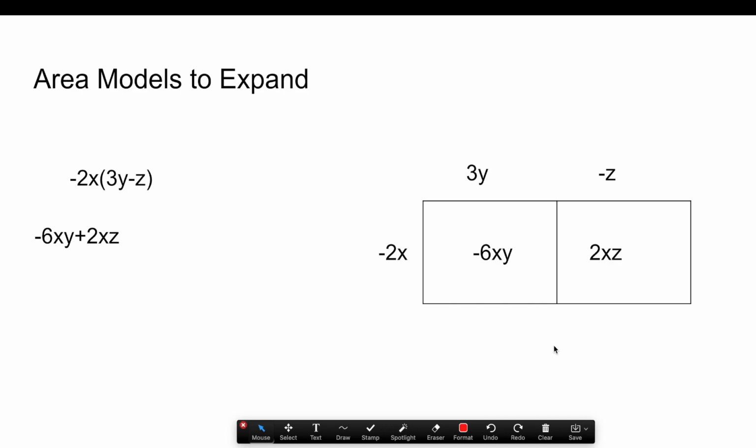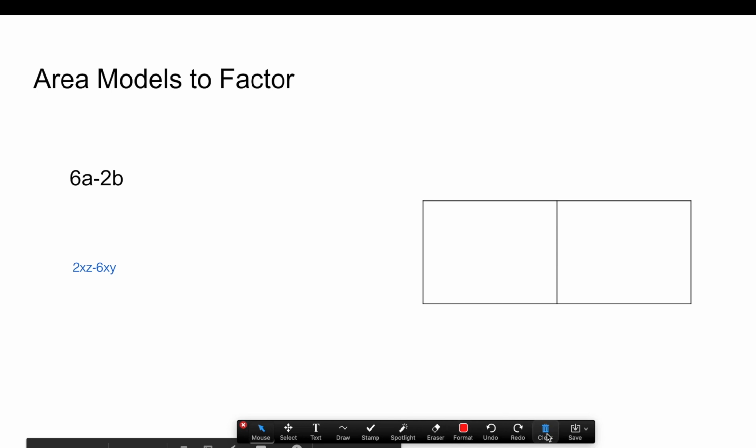And there's our answer. Okay, and then you can even push students: what's another way we can write this? We can also write it like this. That's not wrong. But typically we go in alphabetical order when we're writing things in standard form, and in this situation the y comes before the z, so that negative 6xy term is first. And then if we're going to use area models to factor, we're just working backwards.